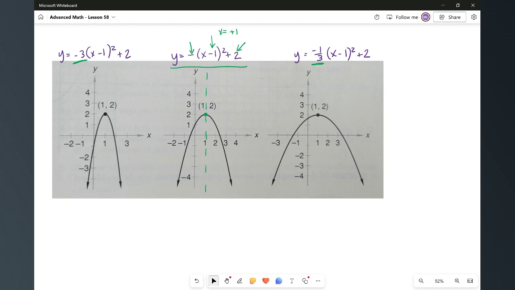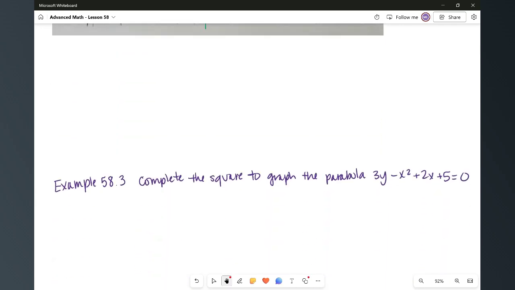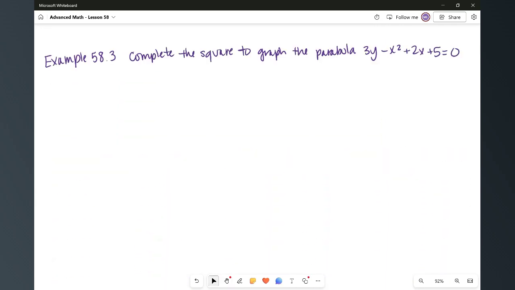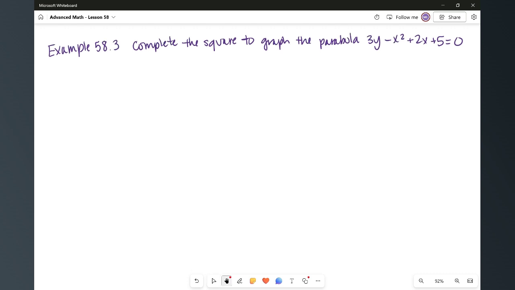All right, let's go through some examples. I'm showing you what they could look like. The purpose of this lesson is to learn how to complete the square for a narrow or wider parabola, and then also to graph it. Remember, the example is complete the square to graph the parabola, and there's the equation for it.